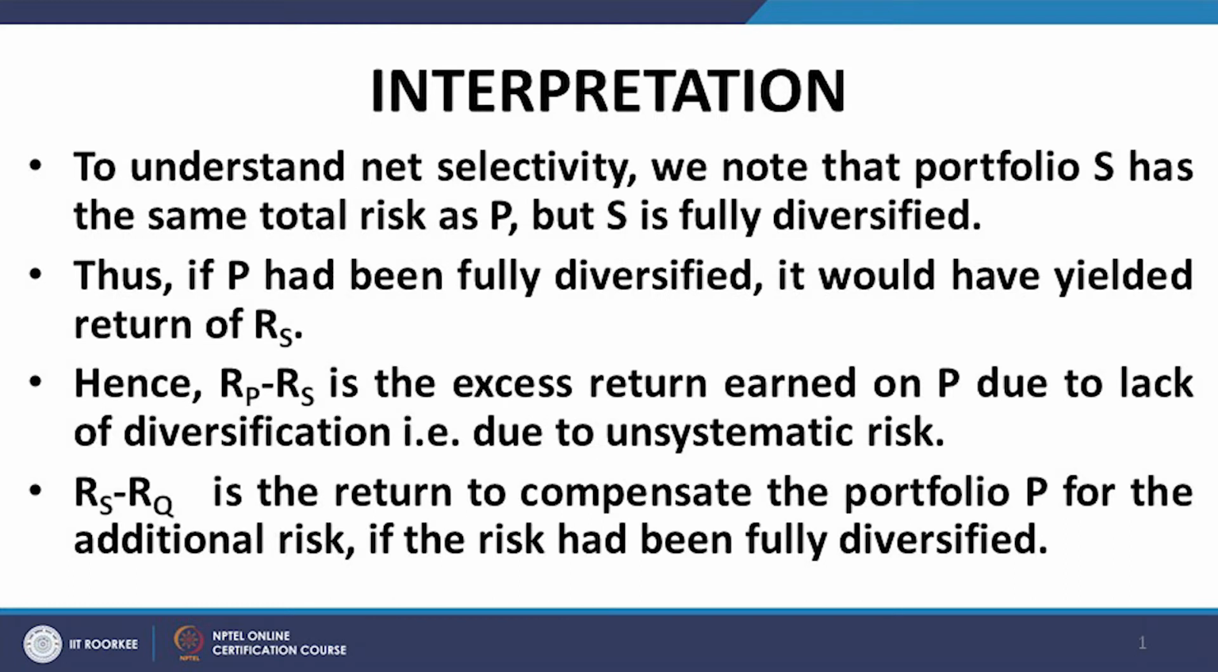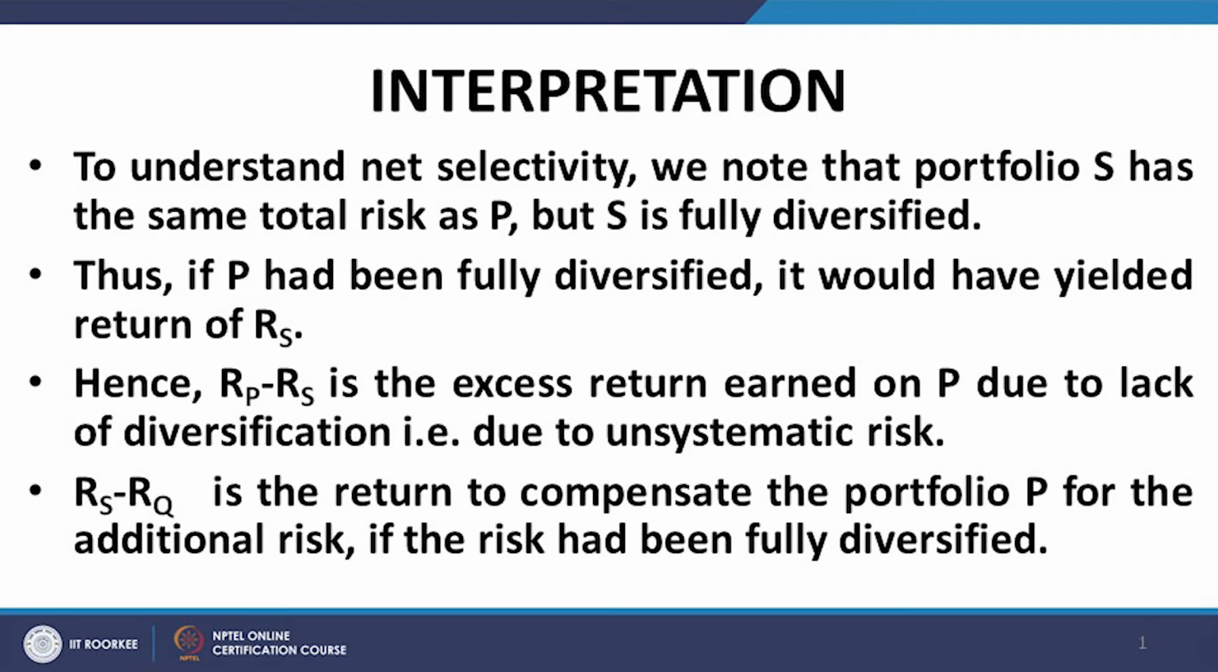So, what is the interpretation of this net selectivity? To understand net selectivity, we note that the portfolio S has the same total risk as P and is fully diversified. It has no unsystematic risk. Thus, if P would have been fully diversified, it would have yielded the return Rs. Therefore, Rp minus Rs is the excess return earned on P due to lack of diversification, that is due to the unsystematic risk.